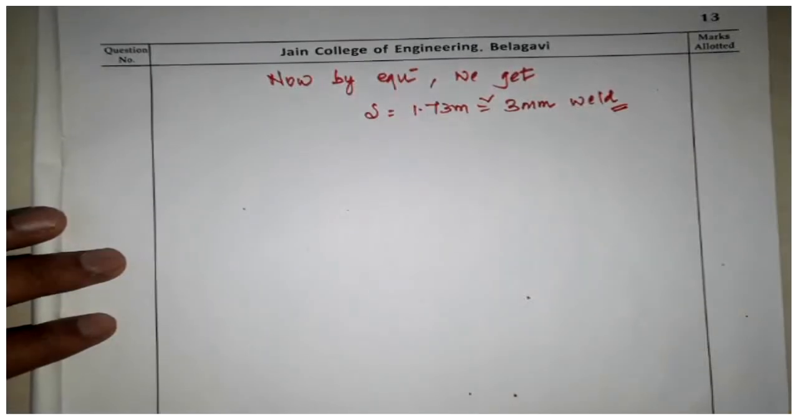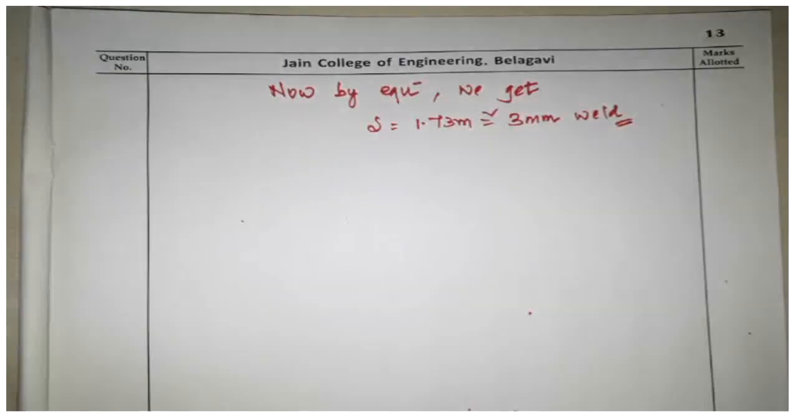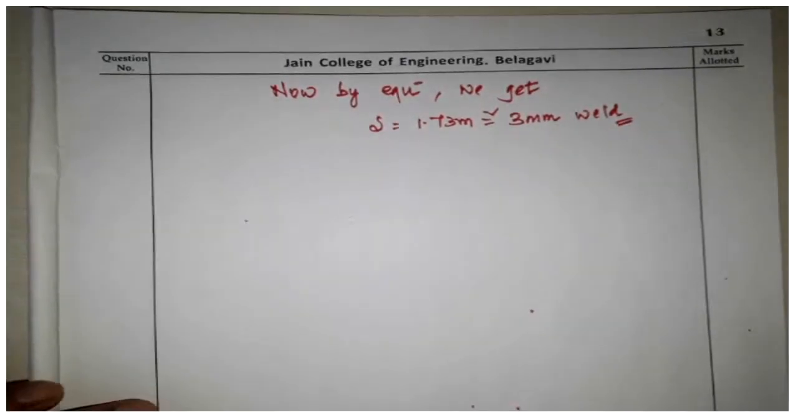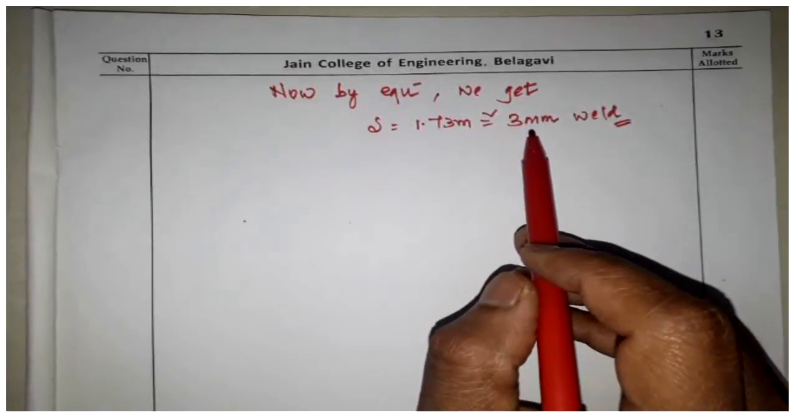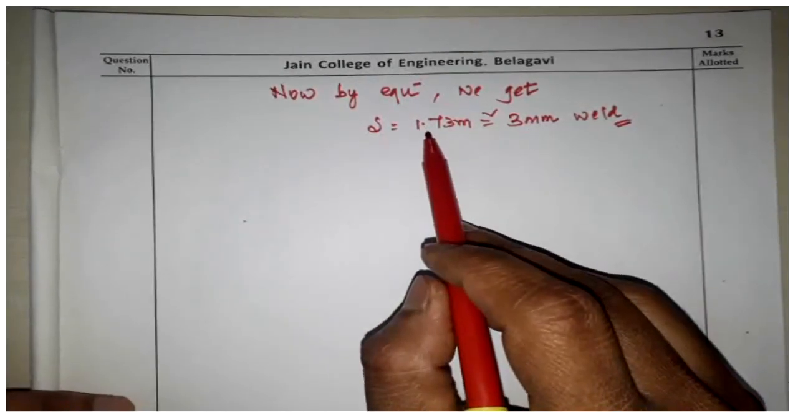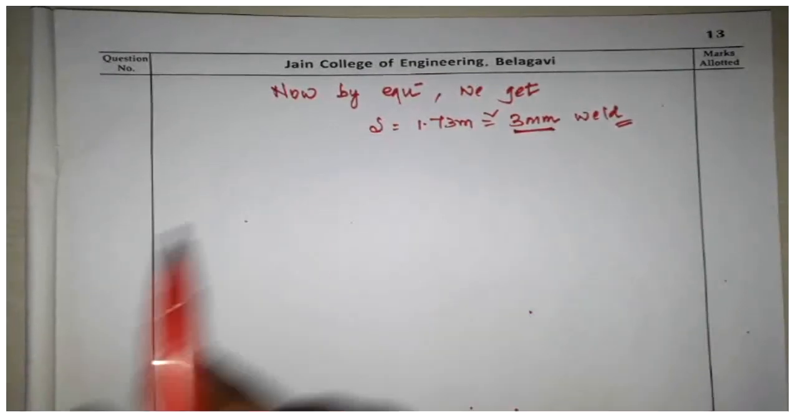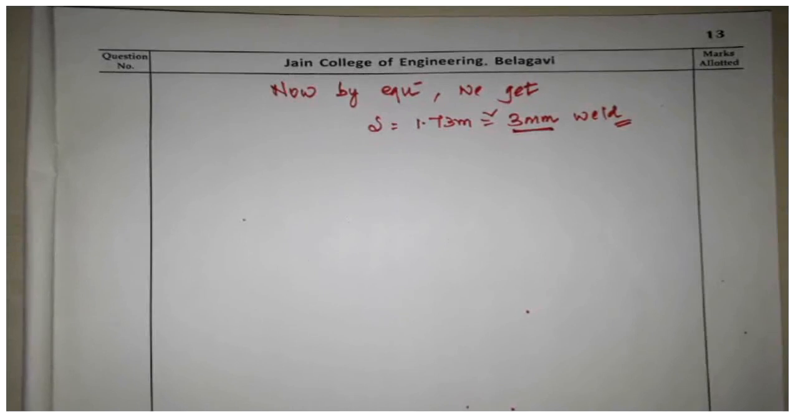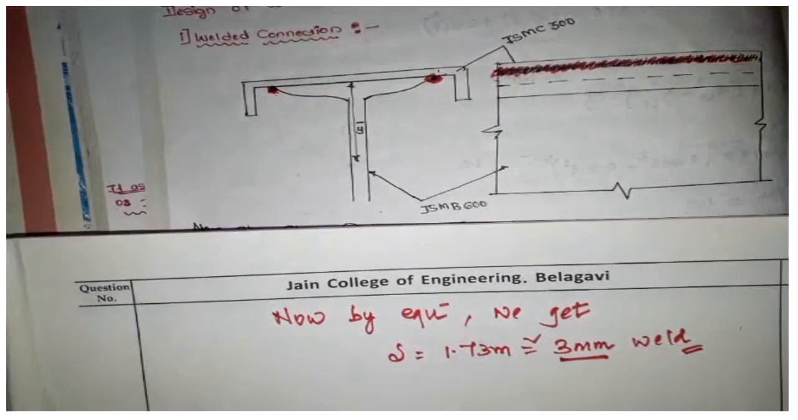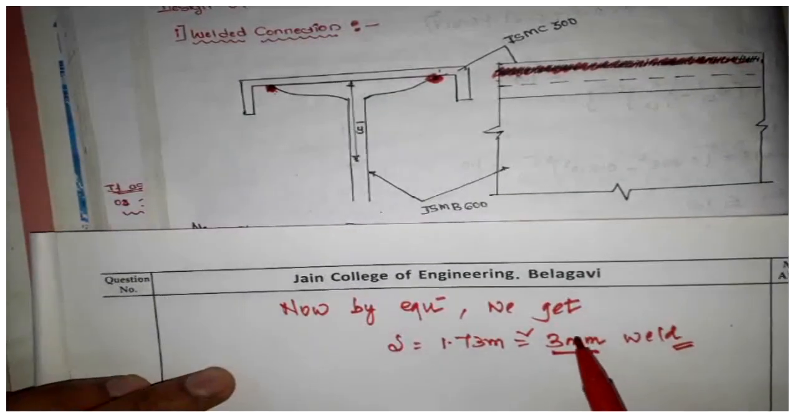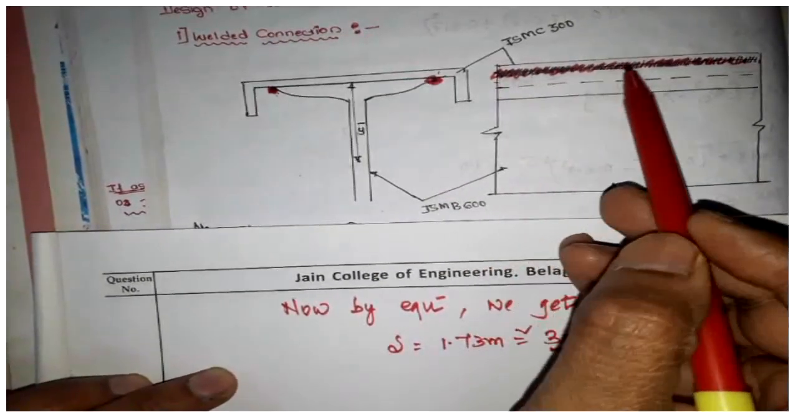Okay, so understood now. The minimum size of weld is 3 mm. We have to provide the minimum size of weld of 3 mm. We got 1.73 mm, but we have to provide 3 mm size of weld. Okay, so if you show here, it will be like this. So here what you got, the 3 mm weld. We have to provide it throughout the length of the member.